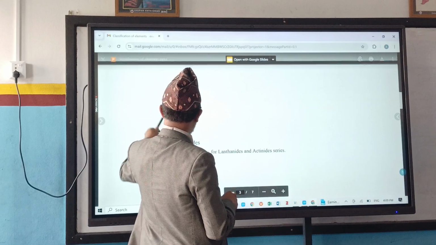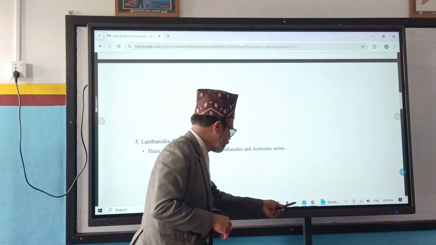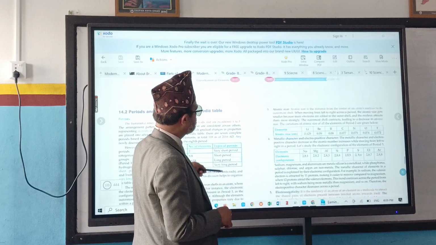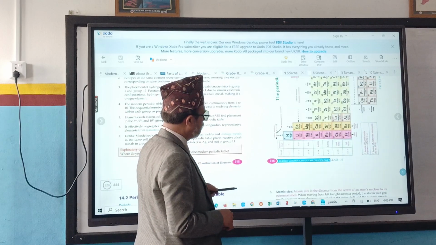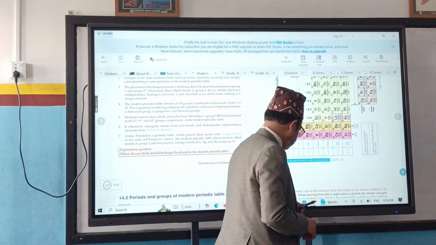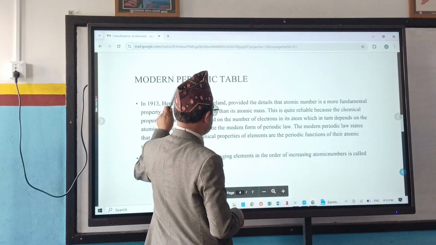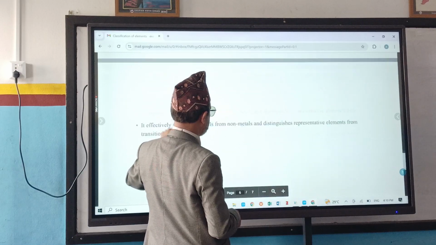Next one is lanthanides and actinides. Children, look here. Here is one table where you can see it. The presentation contains the periodic table. It was a very lovely periodic table. See here.